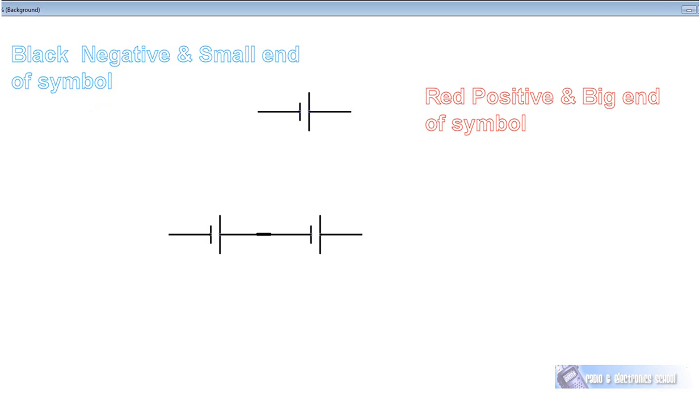Let's put another cell in. If we have 3 cells in series, then the total voltage will be 3 times the voltage of one cell. So if they were 2 volts each, we would have a total voltage between here and here of 6 volts. If they were 1.5 volt cells, that would give us a total voltage of 4.5 volts.